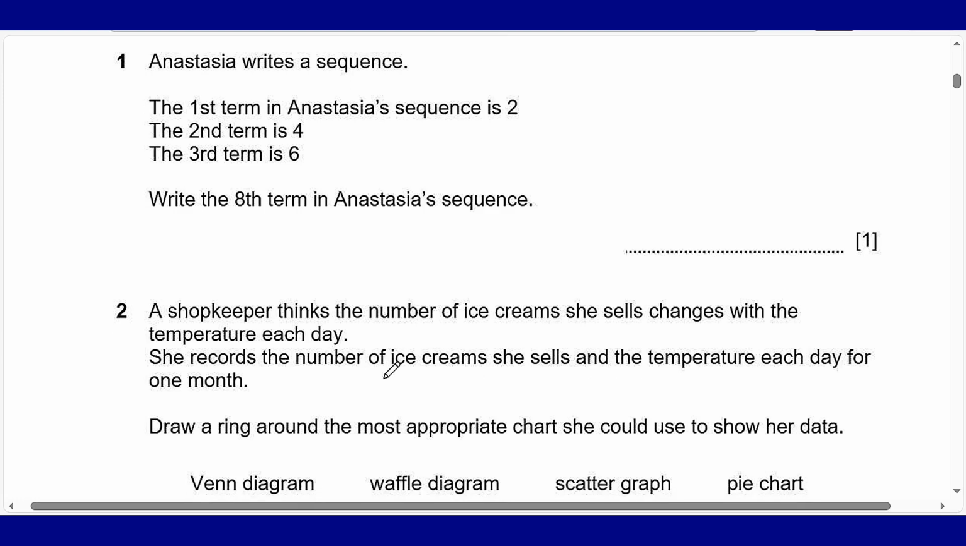Okay, let's get started. For question number 1, Anastasia writes a sequence. The first term in Anastasia's sequence is 2, the second term is 4, the third term is 6. Write the 8th term in Anastasia's sequence.